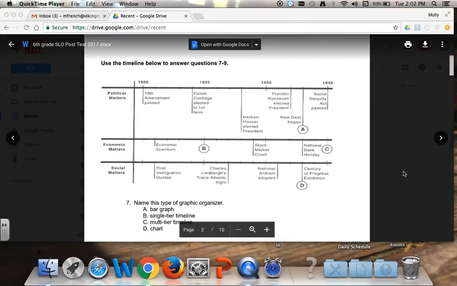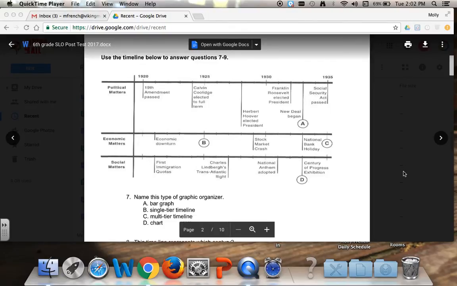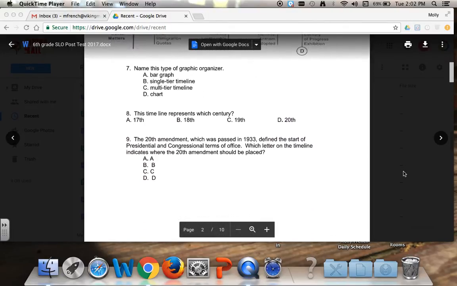Use the timeline below to answer questions 7 through 9. Number 7. Name this type of graphic organizer. A. A bar graph. B. A single-tier timeline. C. A multi-tier timeline. Or D. A chart. Number 8. This timeline represents which century? A. 17th. B. 18th. C. 19th. Or D. 20th.